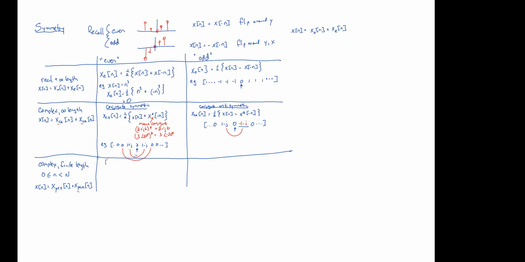And let's talk about what periodic conjugate symmetric means versus periodic conjugate antisymmetric. I'm going to first just write down the definition, which will look kind of weird, and then we'll break it down. I'll give you an intuitive understanding of what it means, and then we'll go back to the math.